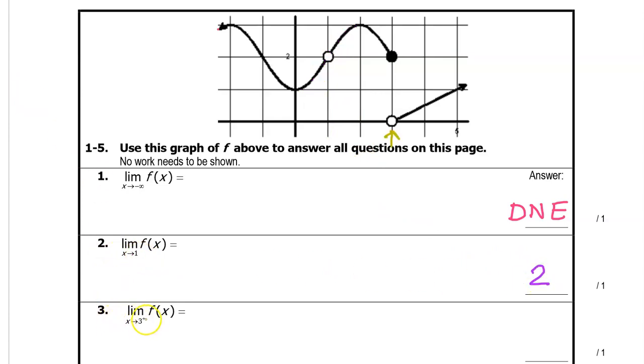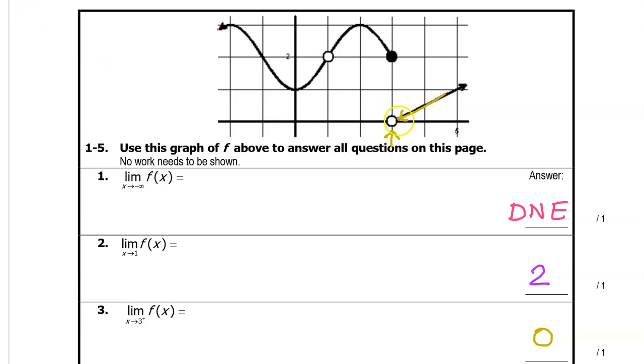On number 3, the little plus sign means from the right. So we need to find the limit as x approaches 3 from the right of f of x. Here is the x value of 3. So here's what it looks like to be approaching 3 from the right. So what y value are we approaching? Well, we are approaching a y value of 0. So that is the limit as x approaches 3 from the right.